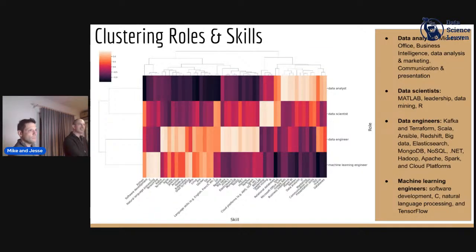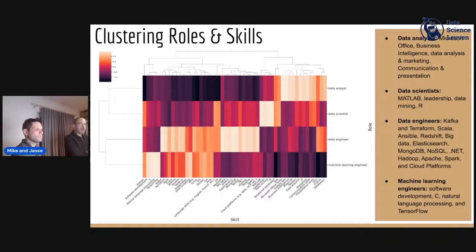This is a cluster map that does a simultaneous clustering of both the roles and the skills. The way it works, the color represents the relative proportion across the roles of the different skills. The colors that are lighter indicate a higher presence of that skill as compared to the other ones, whereas the darker colors suggest less demand for that skill in that role compared to the others.